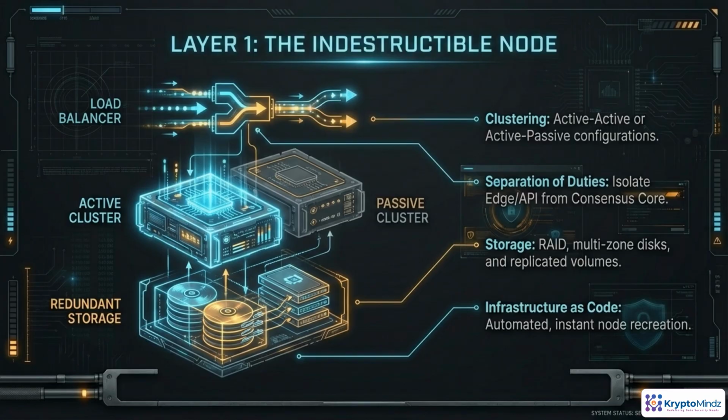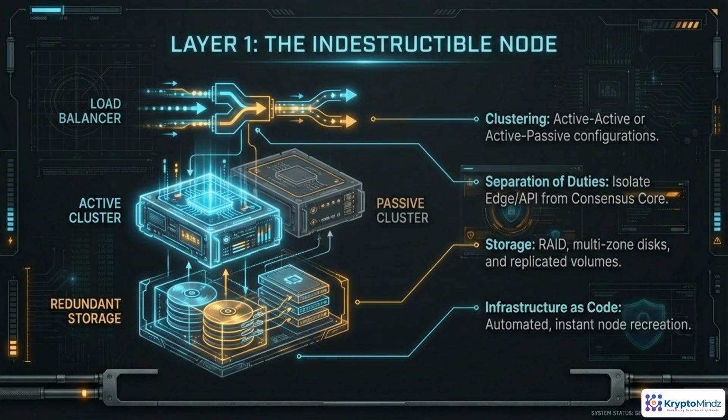When we say indestructible node, we're really talking about engineering a node so failure becomes just an event, not an outage. At the compute layer, clustering keeps service alive. If one instance dies, another is already running or ready to take over. We also separate concerns. Edge and API components are isolated from the consensus core, so you can scale and expose services without risking the trust anchor.